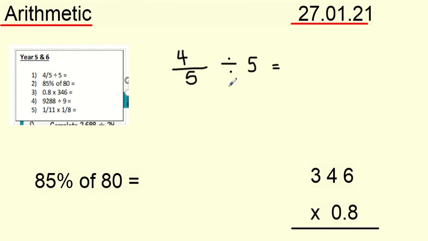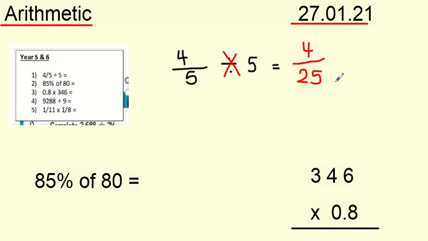Now, what do we know when we see a fraction divided by a whole number? What do we have to do? Brilliant, we are actually multiplying. So we know the top number, or the numerator, stays the same. What do we have to do with the bottom number, or the denominator? Brilliant. So we do 5 times 5, which is 25. Fantastic.